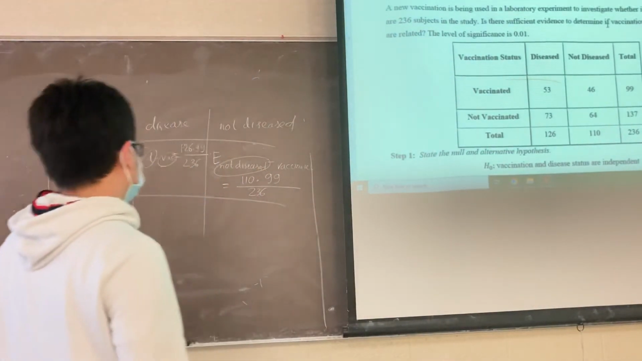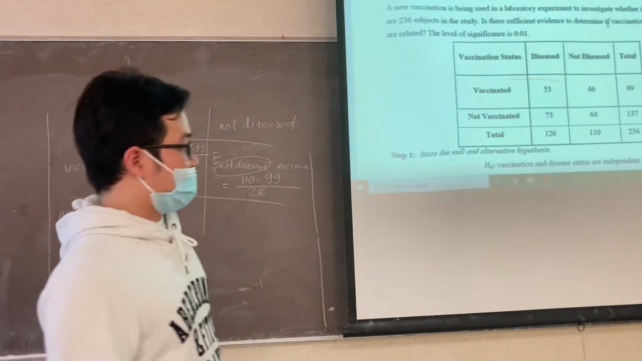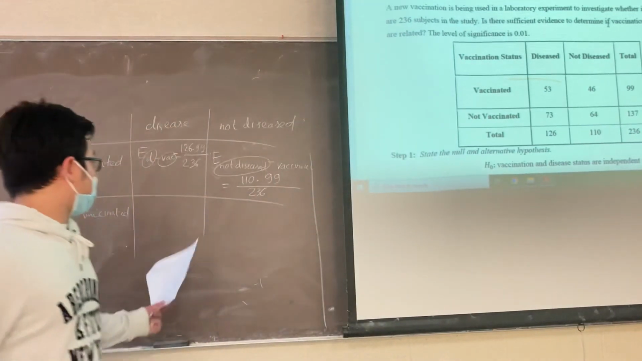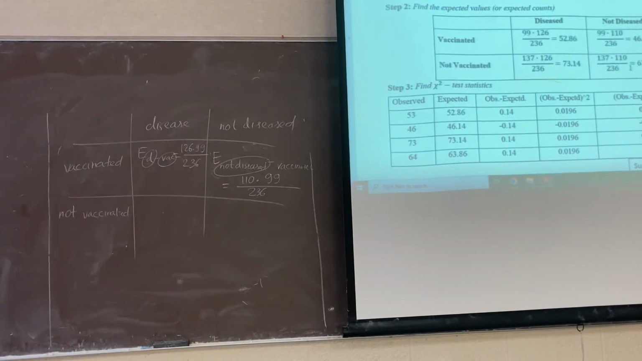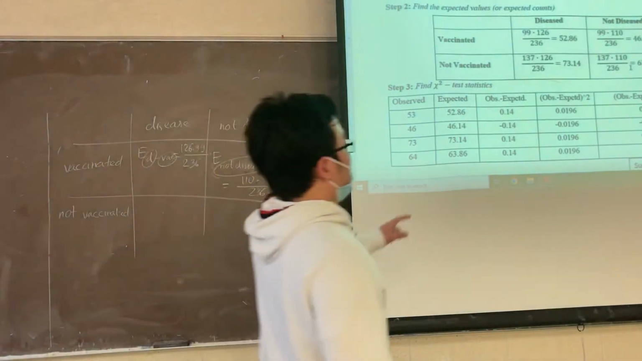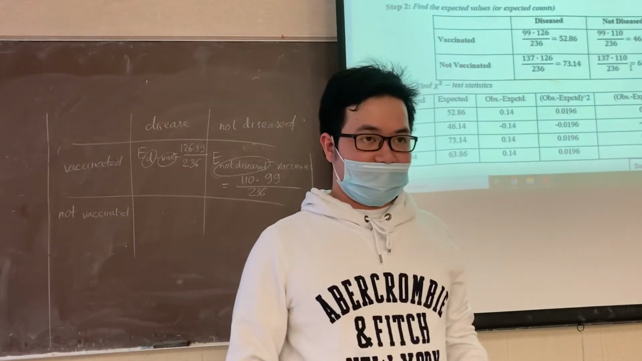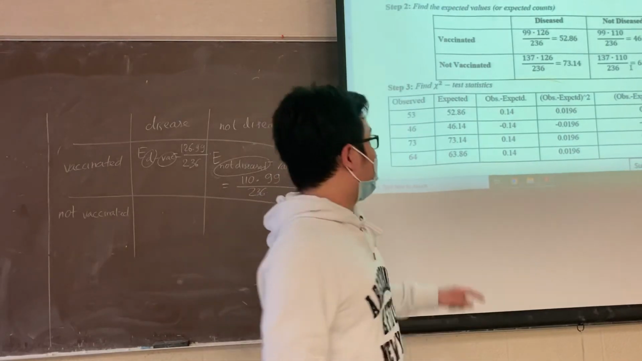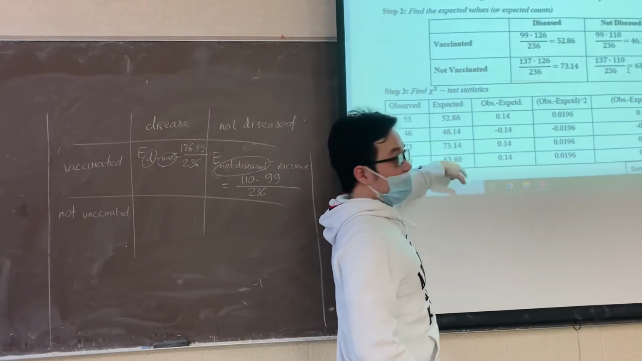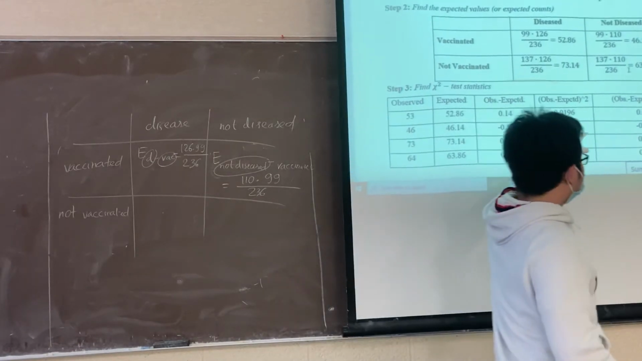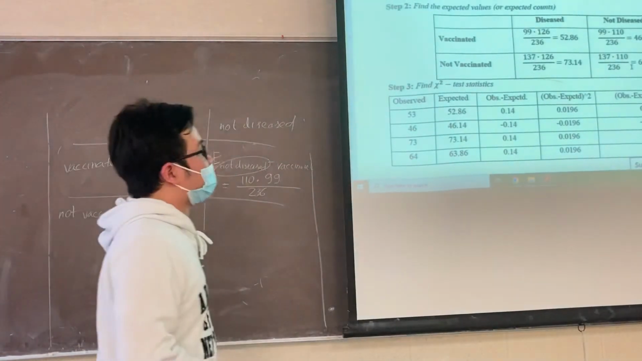That is the way to do this. You can do this one similarly for disease and not vaccinated. When you make a table, it's easy to make a mistake, so be careful when you do this step. If you make some error in this step, it will imply all the mistakes in the hypothesis testing. Step 2 is very crucial. If you get it wrong here, it will make this wrong, and it will make the whole result wrong.